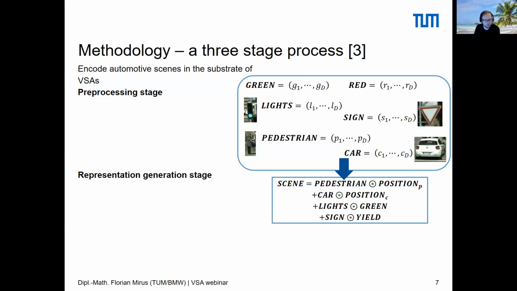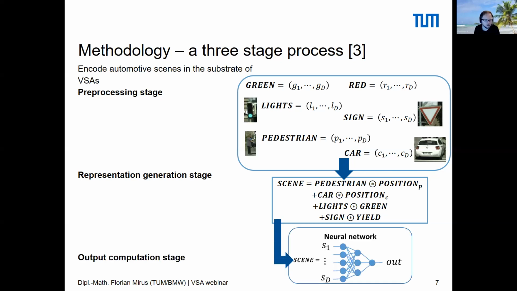And the second stage is the representation generation stage. So once we have generated a vocabulary, then I'm building up a representation of the scene. In this simple example, this could be simply by binding the vector representing pedestrian to some vector encoding its position, similar for the car, and binding the traffic lights to their status green, and a vector representing a traffic sign to its meaning, in this case yield.